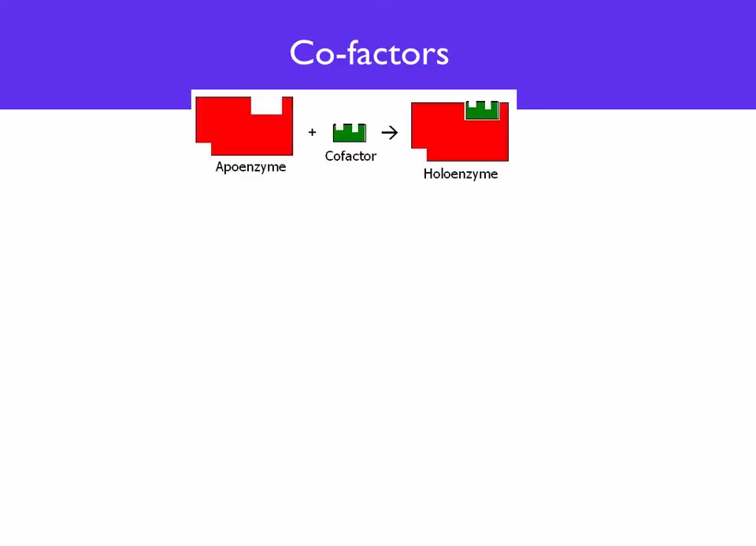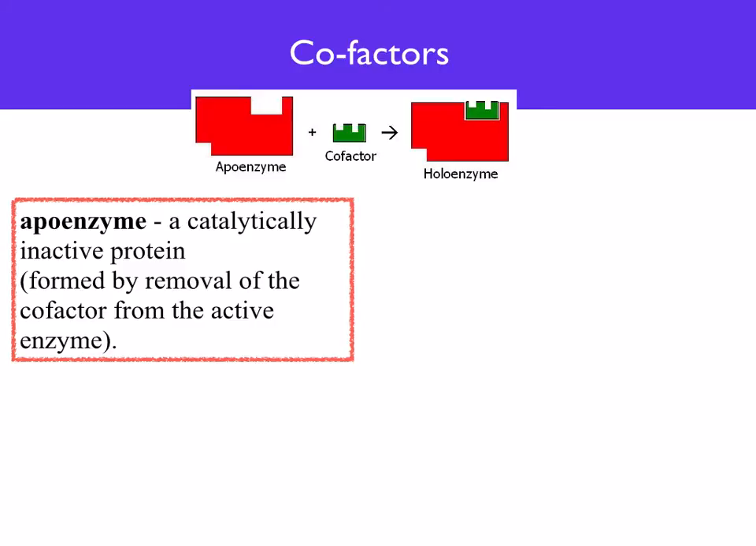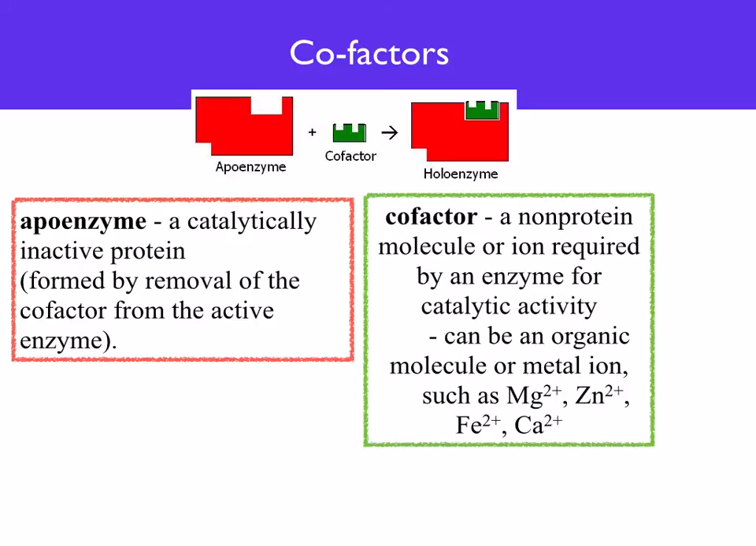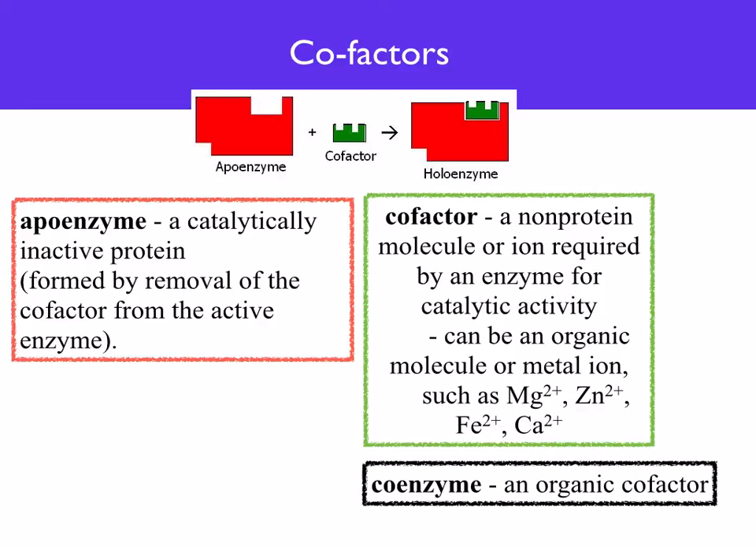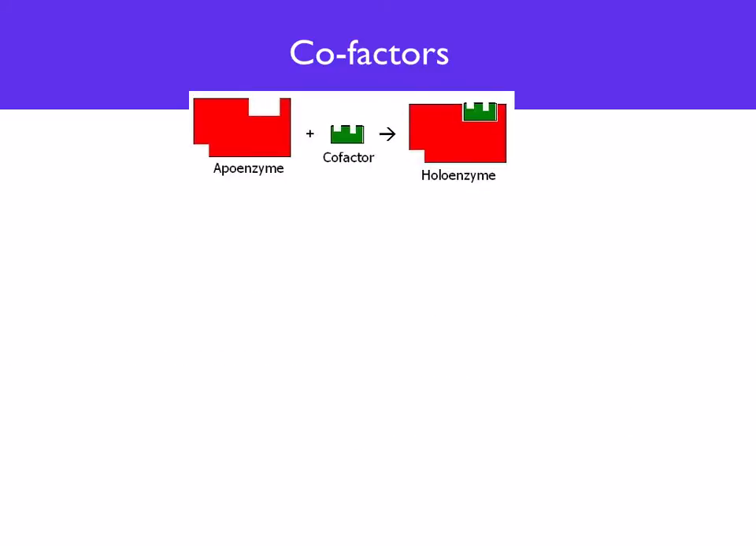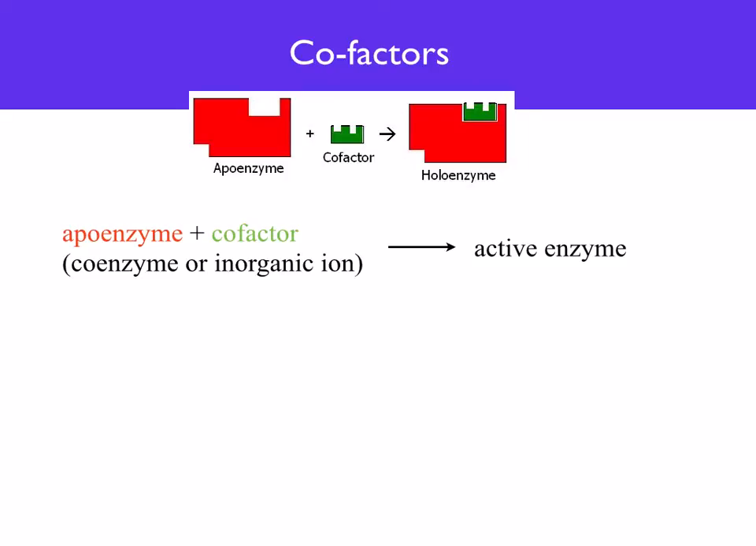So if you look here, you've got an enzyme, and when the enzyme binds to the cofactor, we call it a holoenzyme. An apoenzyme is a catalytically inactive protein, formed by the removal of a cofactor from the active enzyme. Your cofactor is a non-protein molecule or ion, and it's required by the enzyme for catalytic activity. It can be an organic molecule or metal ion. The coenzyme is usually an organic cofactor. So your apoenzyme plus cofactor forms an active enzyme.